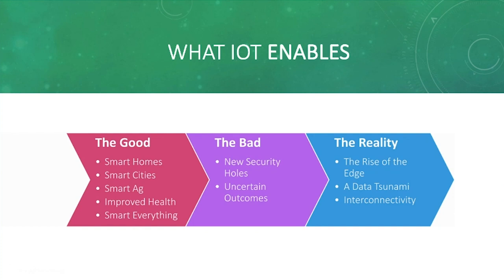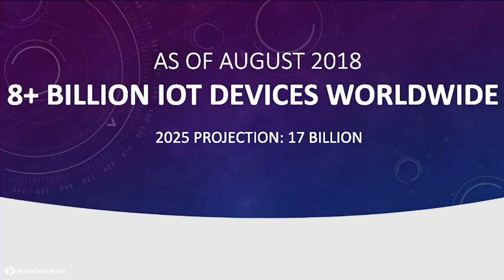And I want to get to one more statistic, and then we're going to have another quick conversation here. As of August or so, there were about 8 billion IoT devices worldwide, with a projection of 17 billion such devices by 2025. Those are staggering numbers, and it doesn't mean that there's 8 billion different devices, but there are 8 million different manufacturers. And when you think about it, the breadth of the device landscape in this market can be overwhelming.